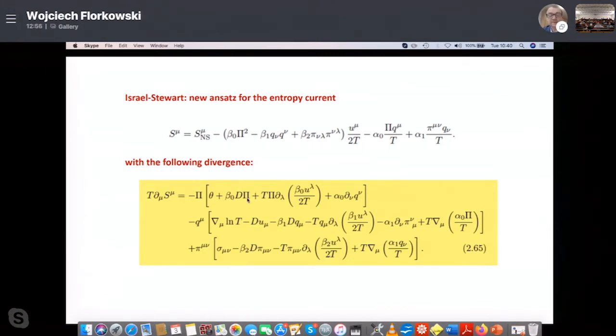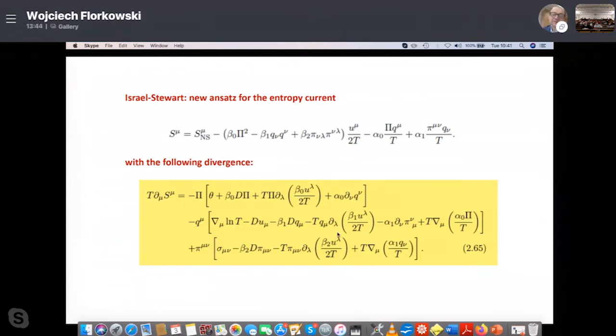And there are some other terms. The grouping of all those terms is such that the first terms in the square brackets are those which are obtained in pure Navier-Stokes theory. Of course, you can easily identify the new terms because they always involve the beta coefficient or alpha coefficient, which are here. The first terms in the square brackets are old, like minus pi theta, minus q mu times the acceleration, the product of the temperature and the acceleration here, and also pi mu nu times sigma mu nu. These are old terms, but there are also new terms.